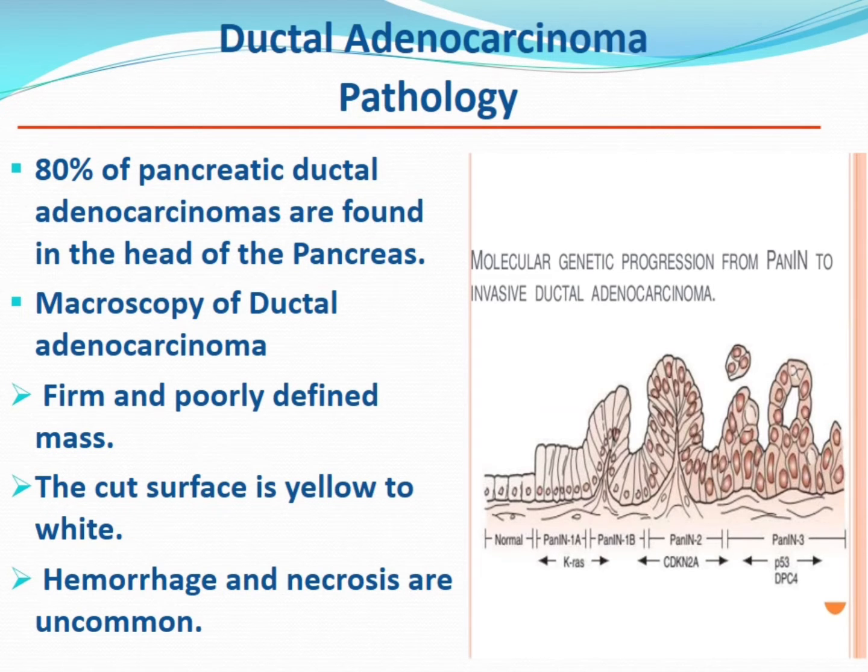Ductal adenocarcinoma pathology. Regarding the pathology of ductal adenocarcinoma, 80% are found in the head of the pancreas. Macroscopically, ductal adenocarcinoma is a firm and poorly defined mass. The cut surface is yellow to white. Hemorrhage and necrosis are uncommon in ductal adenocarcinoma. Here we can see the molecular genetic progression from PanIN1 to PanIN2 to PanIN3 to invasive carcinoma.